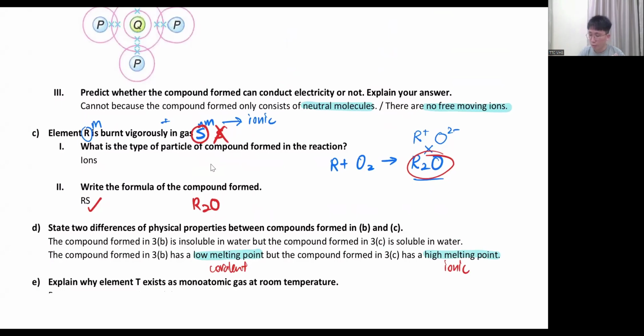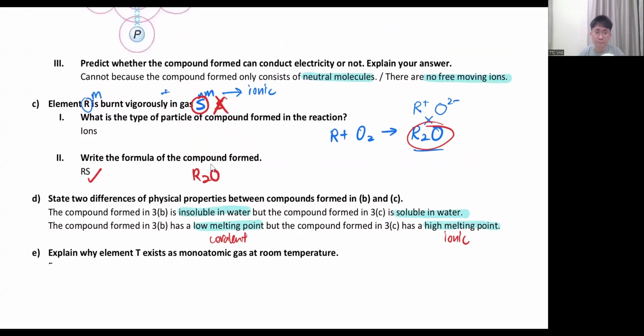Okay, then of course, we also say covalent is insoluble in water, but ionic is soluble in water. Because ionic has charge, so it has charge, then it can dissolve in water.